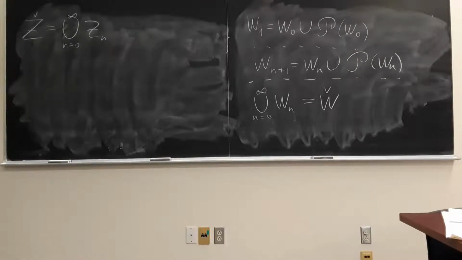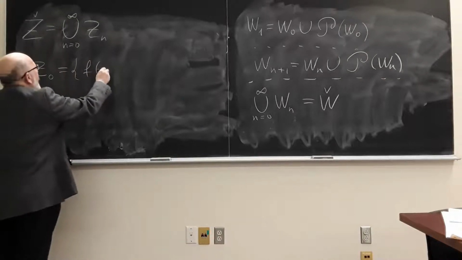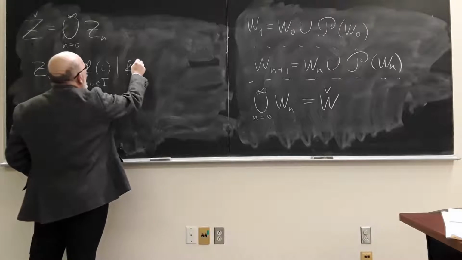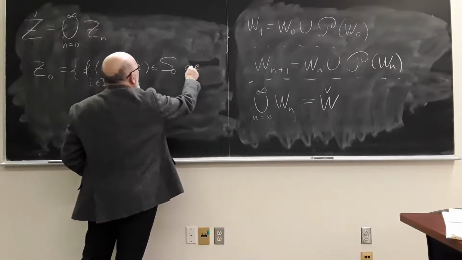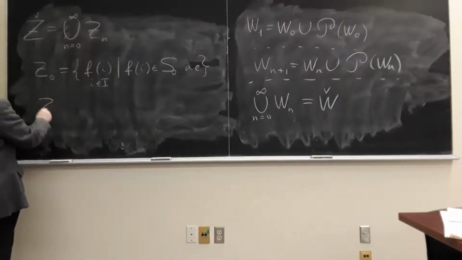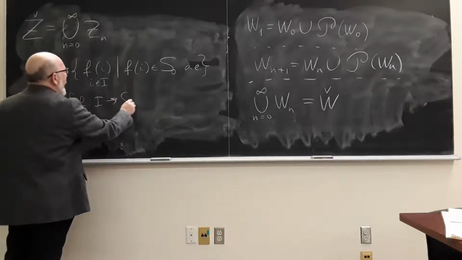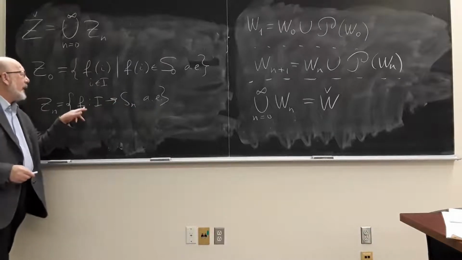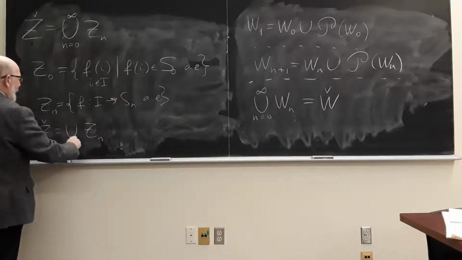So let me remind you again that Z0 equals the set of functions f of I such that f of I belongs to S0 almost everywhere, for almost all I. Zn equals the set of functions f from I to Sn almost everywhere, in the sense that the image is in Sn for almost all I. And Z check is the union of Zn, n from 0 to infinity.